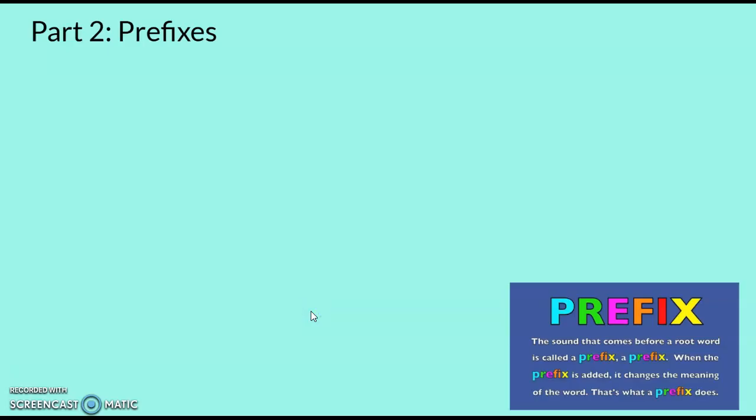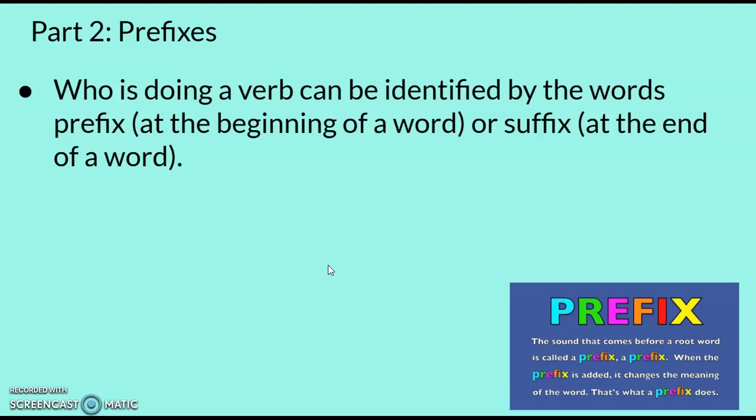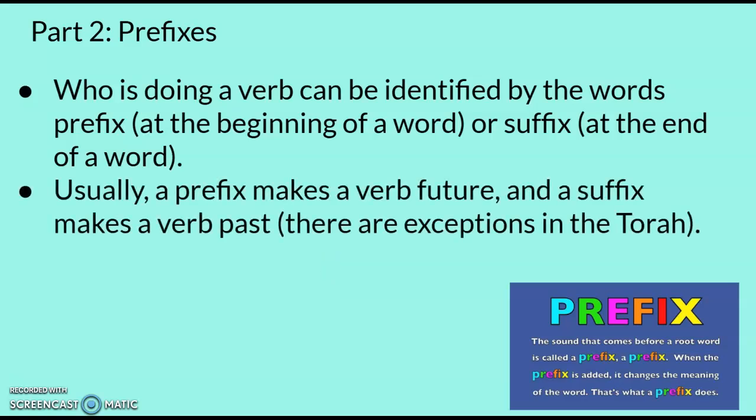Now, one of the consistent things is what the prefixes and suffixes mean. And every single time you see a shoresh with a prefix, the word that comes before the word, you will know who is doing it just by looking at that word. A verb, this works for. A noun is a little more complicated. A prefix usually makes a verb future.